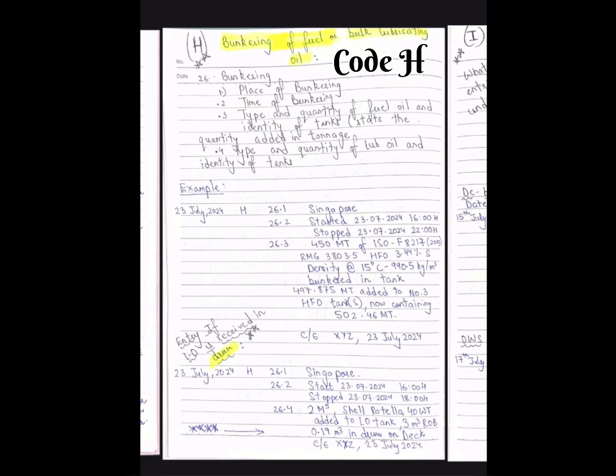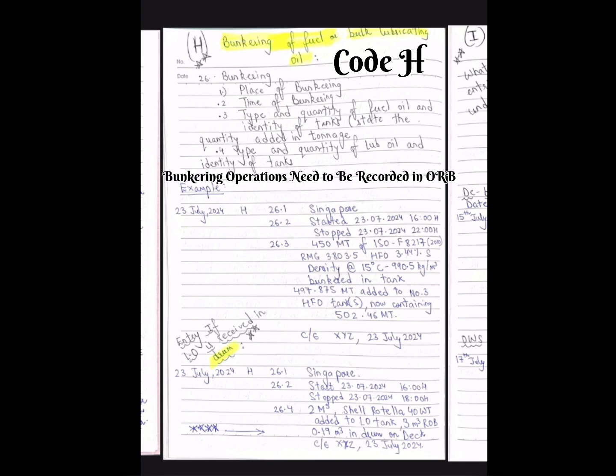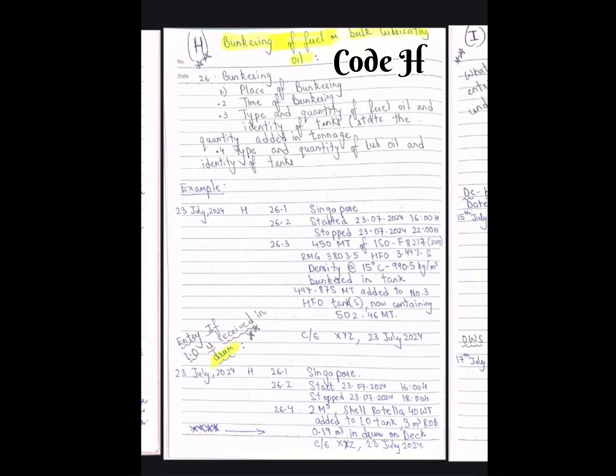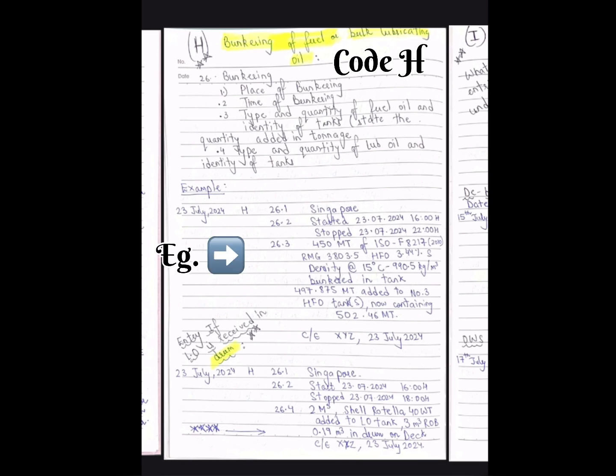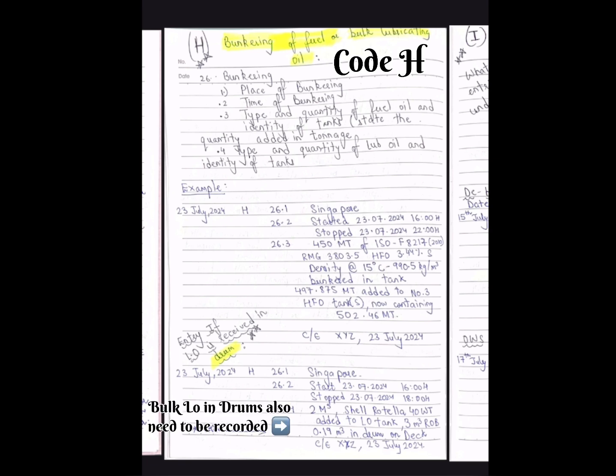Code H, bunkering of fuel oil or bulk lubricating oil. Whenever you take a bunker, it can be fuel oil, low sulfur oil, or diesel oil, it has to be recorded in code H of the oil record book. These are some of the examples I have shown. One important point to keep in mind is that if you have bulk lube oil in drums, that entry also has to be made in the oil record book. Here you can see 2 cubic meters of lube oil in bulk in the form of drums, so it needs to be recorded.